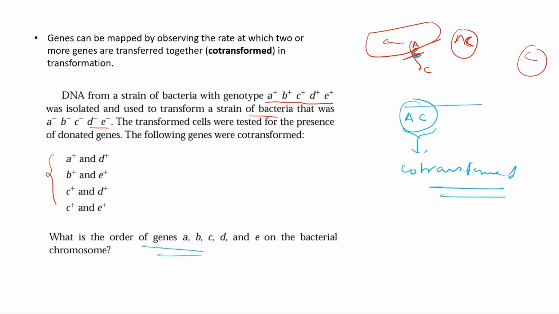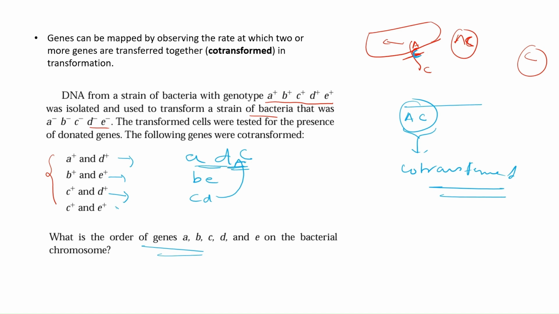Here A and D got transferred together, so that means A and D genes are present in close vicinity. B and E: that means E is present in close vicinity with B. C and D, where D is present along with A. So that means on one side of D, A is present, that's why A and D are getting transferred together, and on the other side, C is present, that's why D and C are also getting transferred together.